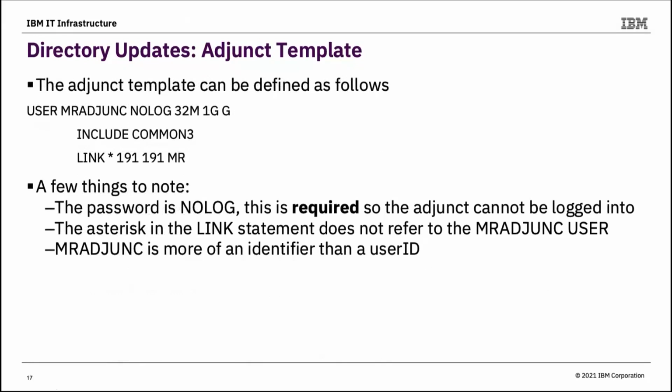We include that common profile, and then we can actually link a 191 disk. So a couple things of note here. That no log statement on your user line is required. We cannot log into our adjunct, much like we can't really log into a vCPU. It's not our principal. The asterisk in this link command doesn't actually refer to your Mr. Adjunct user here. It's going to refer to your principal because our adjunct is, in a way, part of our principal. And we'll see that on the next slide.